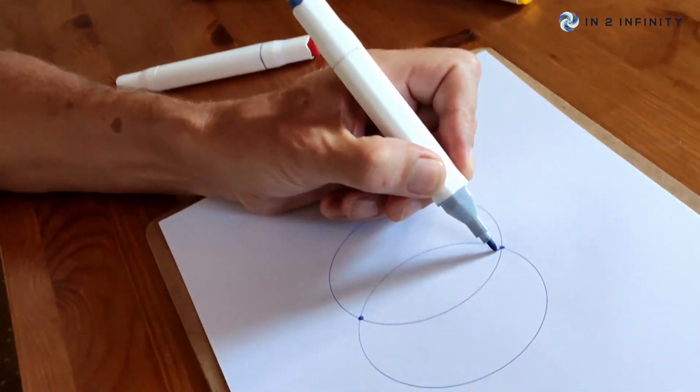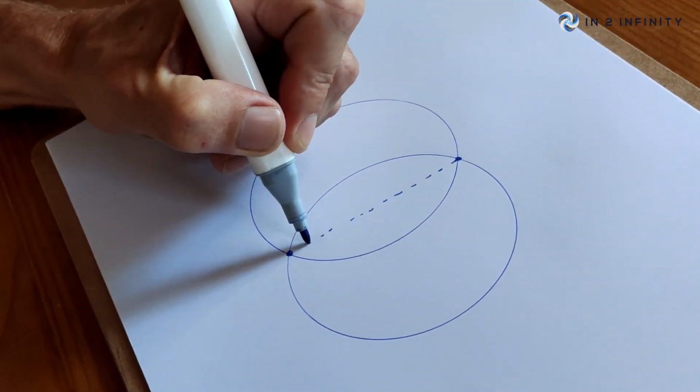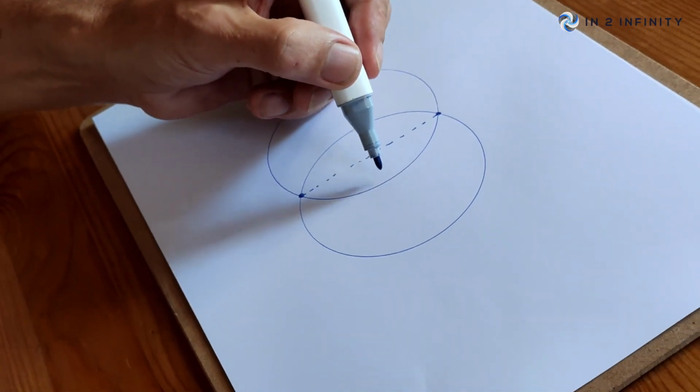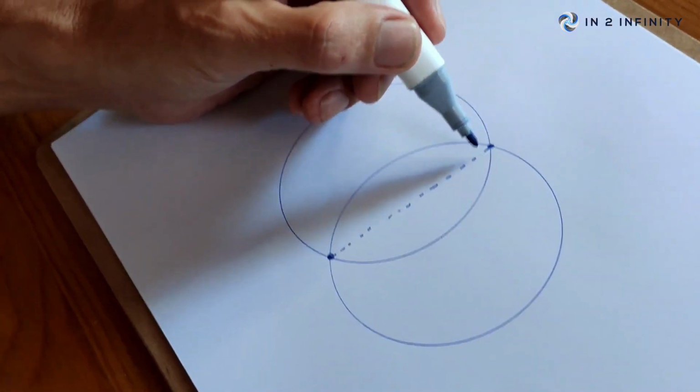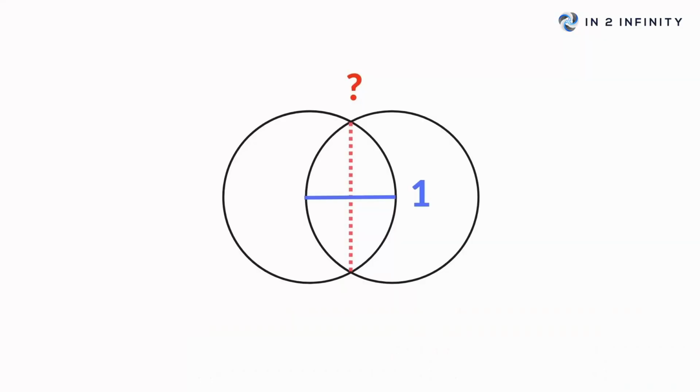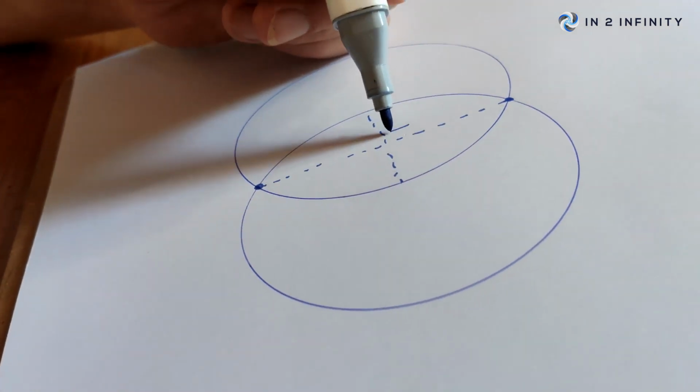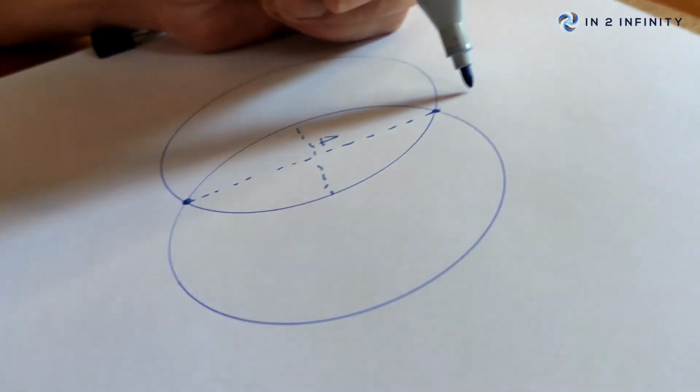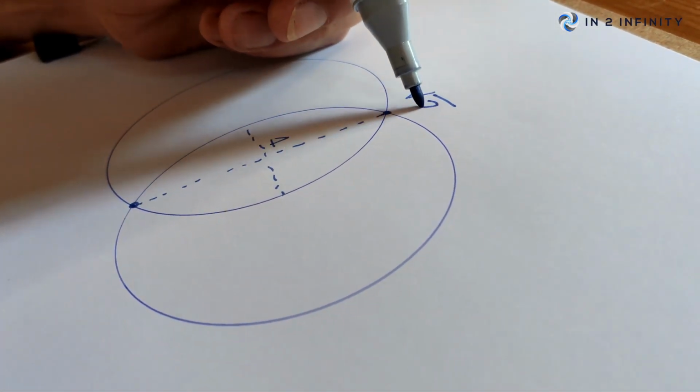And this creates a kind of distance between here and here. So if this distance is 1, what do you think this distance will be? Let me give you 10 seconds to pause the video now and have a think about that. I'm going to give you the answer now. This distance is 1. This distance will be the square root of 3.